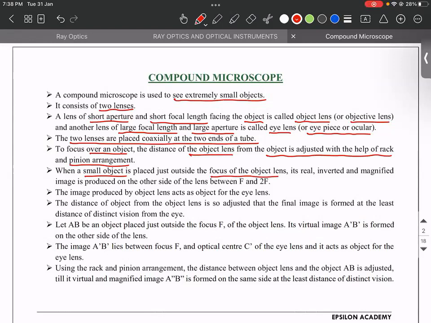When you take a small object and place it just outside the focus of the objective lens, the first step is a real, inverted and magnified image. So the objective lens first magnifies the small object and produces a real and inverted image. That image acts as an object for the next lens, the eyepiece, which further magnifies the image produced by the objective lens.